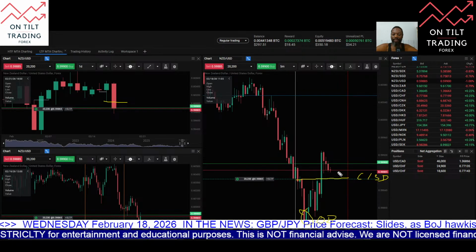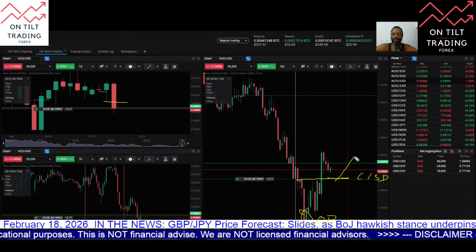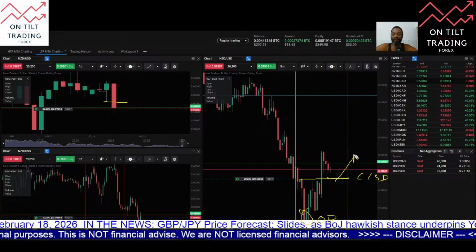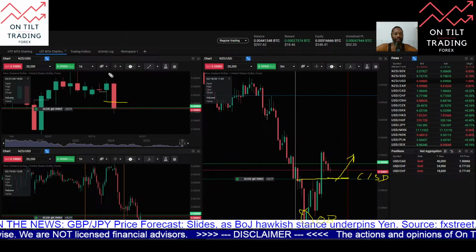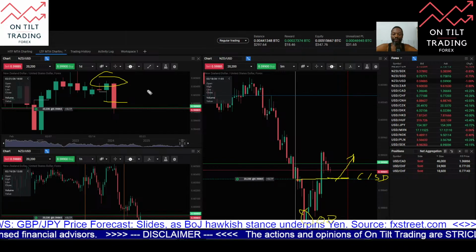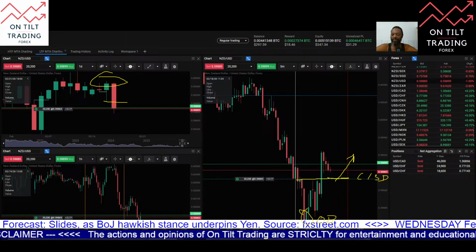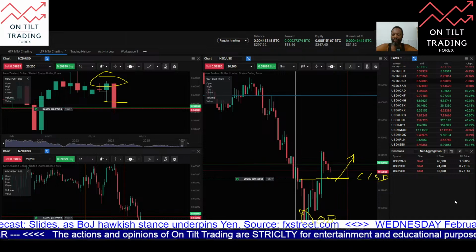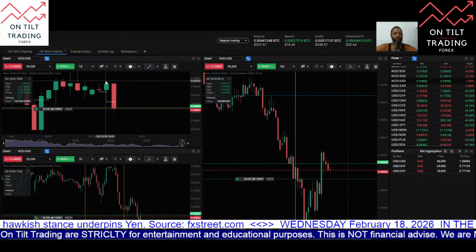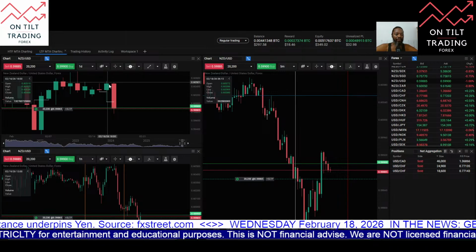And then I would look for price to retest this change in the state of delivery level, and then deliver here to the buy side all the way to that profit target at the high of yesterday's candle here.